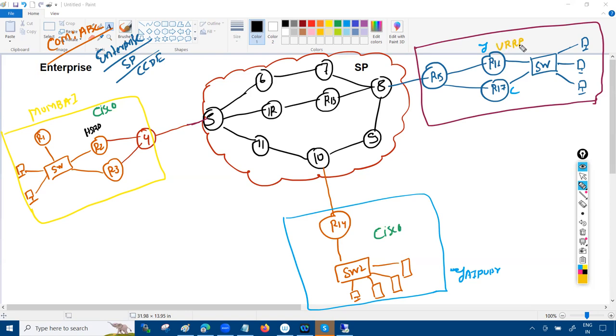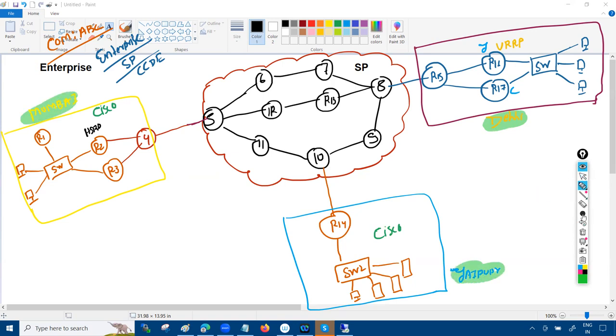Now, understand this point, it is very, very important for you guys. Within the company, if you see this location, this is the Mumbai, this is the Jaipur, and this is the Delhi, I can call it. Let me highlight this one. So this is the Delhi, this is the Jaipur, and this is the Mumbai location.